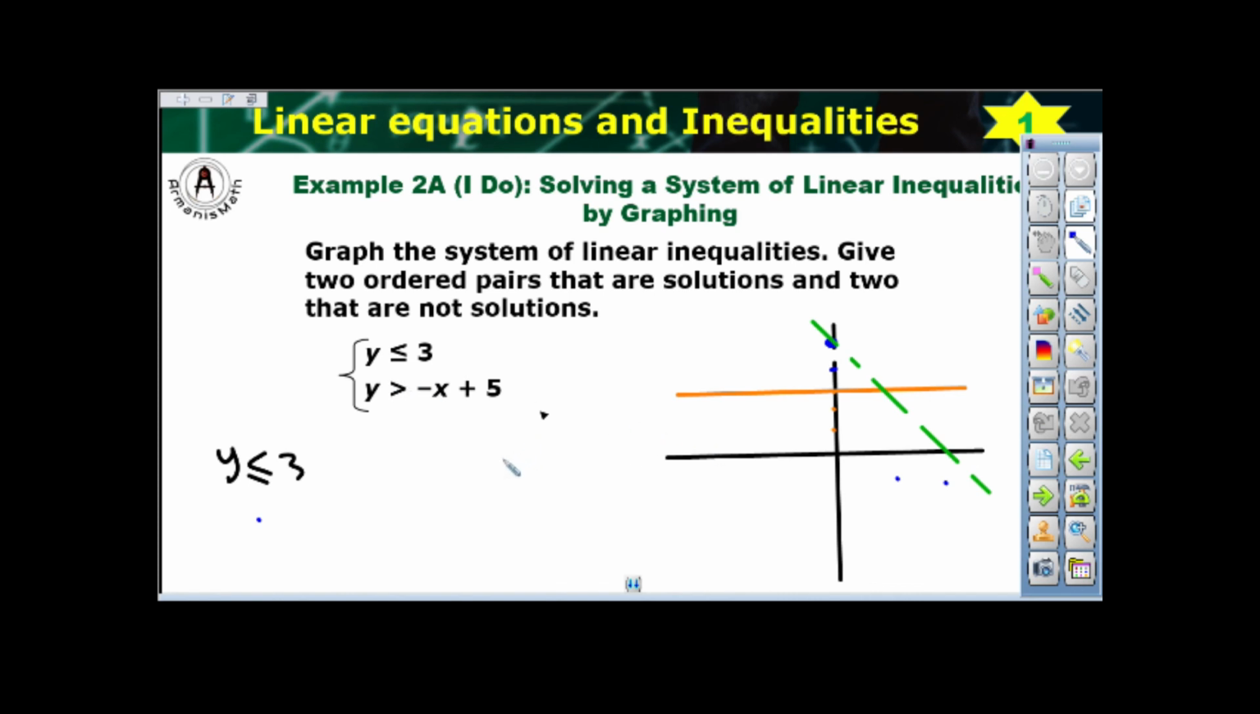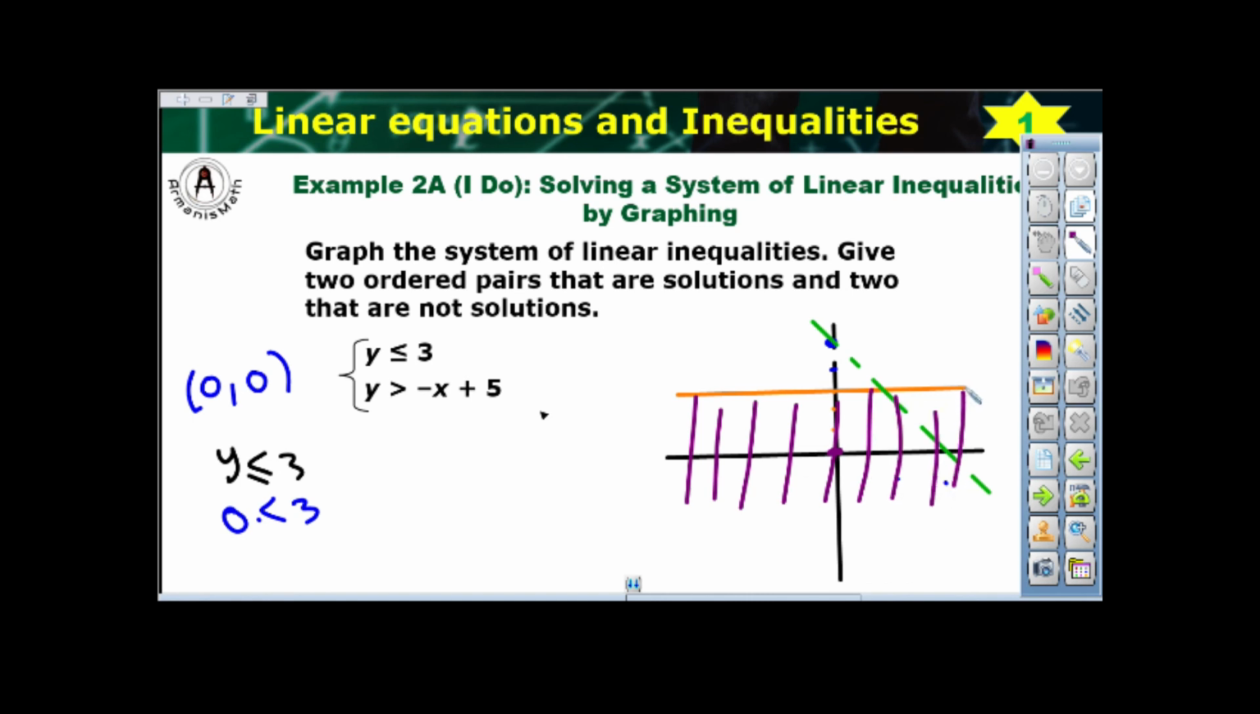The second decision, if you guys remember, is that I need to shade. So if you need to shade, I would test points. For the first one, I'm going to test 0. Remember the 0, 0 point? That's your best friend here. Is 0 less than 3? Is that true? Yes. So anything on this side, anything below, the orange, is part of my solution for that one.